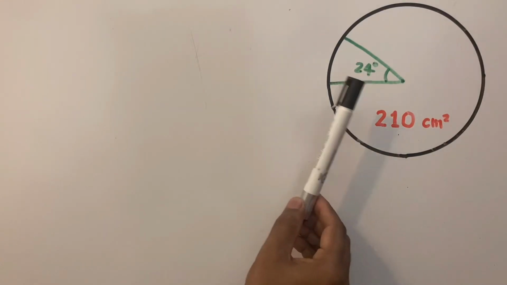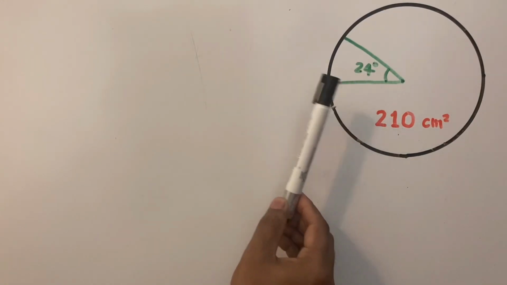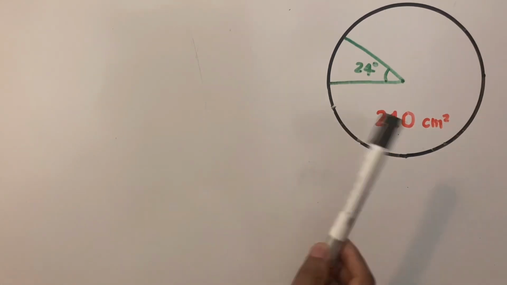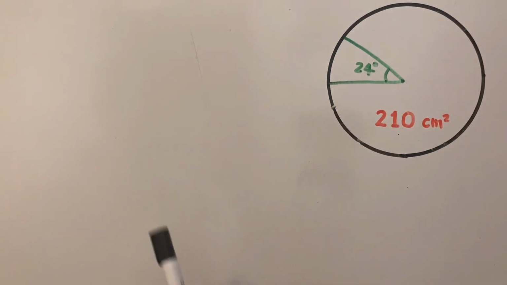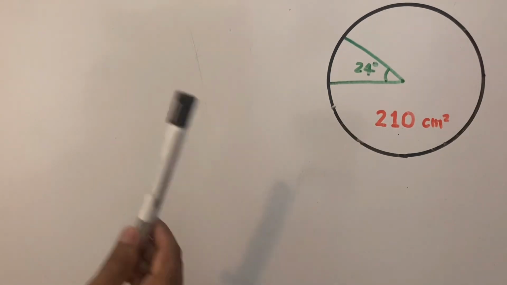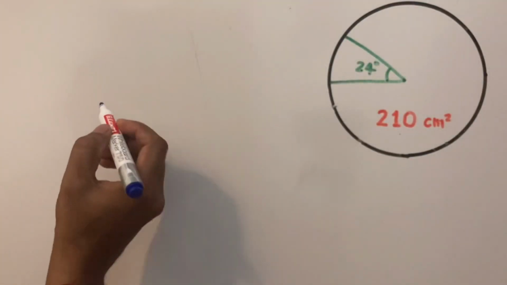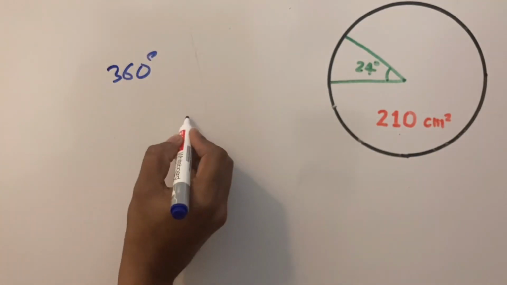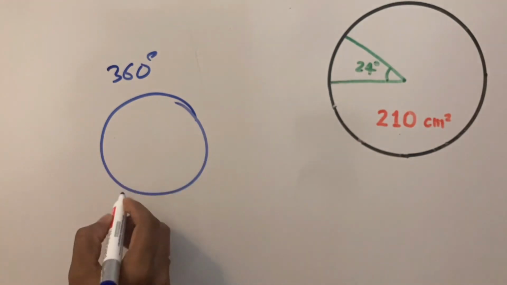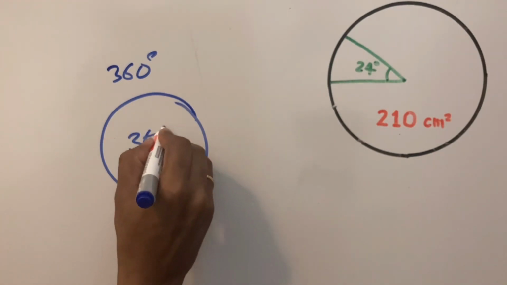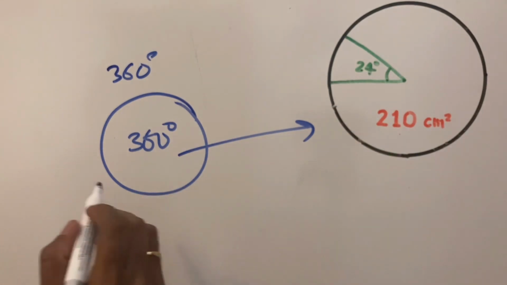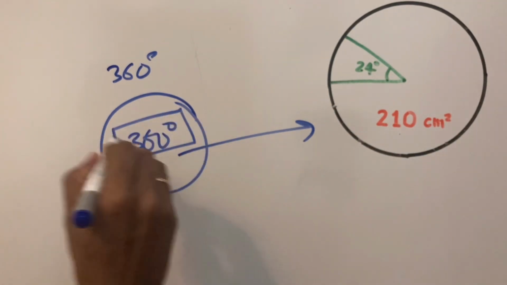To find out the area of this section of circle with angle 24 degrees when the area of the whole circle is 210 centimeter square, we should use the alternative approach. You must be well aware that there are 360 degrees in a full rotation of a circle. So, the total area of this circle must be equivalent to the 360 degrees of the circle.